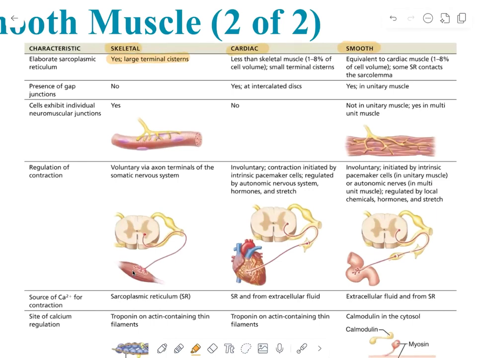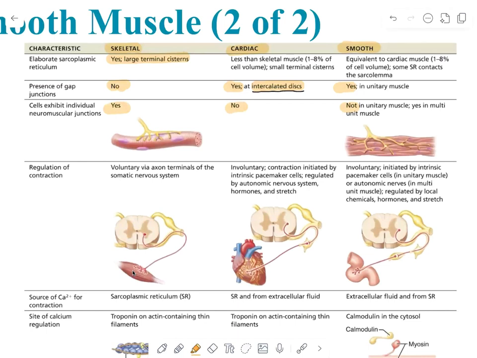There are no gap junctions in skeletal muscle, but there are in cardiac and smooth. And those gap junctions in cardiac are in the intercalated disc. The intercalated disc is only in cardiac and not in skeletal or smooth. The cells do exhibit a neuromuscular junction for skeletal, but not in cardiac or smooth.